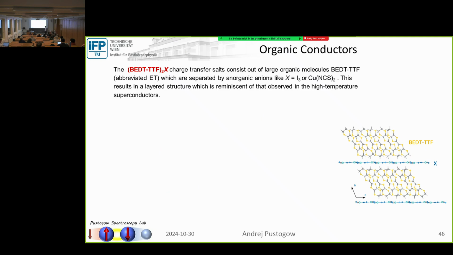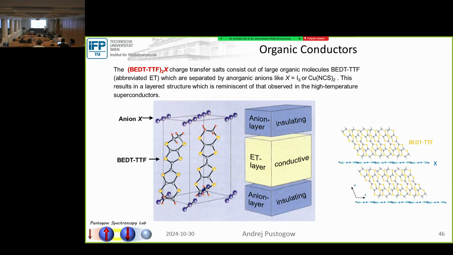Then, as I mentioned, they form these layers. In the case of BDT-TTF, they form these layers. And for the anions, we take something which has a charge -1, like I3 minus or copper NCS2 minus, and these can then even form some polymeric networks. But in general, if we look at the 2-dimensional quasi-2D systems, within these conducting layers of organic molecules, electrons can move. The anion layers have a completely filled shell. The electrons cannot move here. There are no states for them. So you can consider it just like a conductive layer.